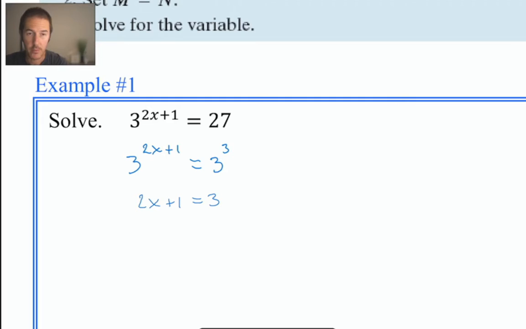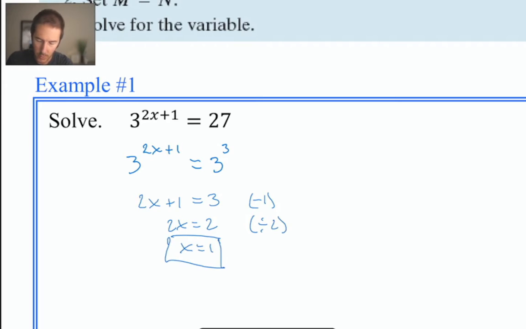And then solving from there is quite easy. Subtract 1 from both sides and divide both sides by 2. And we have the solution to our equation.